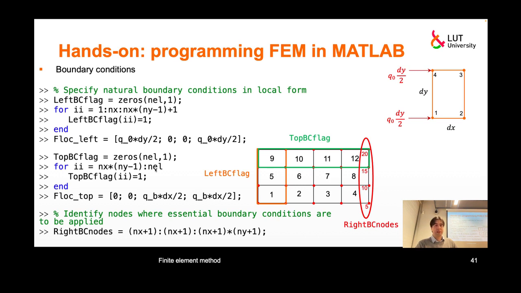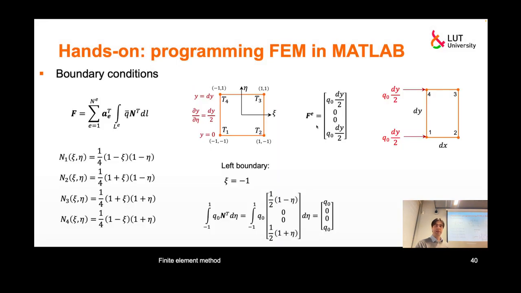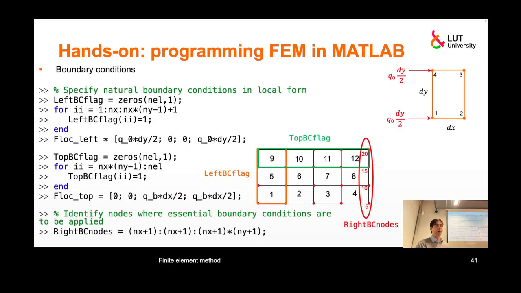Then what's next? The same for the top boundary. Again, I make an array for the number of elements consisting of zeros by default, and then I put unity for these elements. Then I explicitly use the fact that the left boundary is heat flux coming from the left with the value Q0, and so I use this vector. This is precisely this vector that we formed here. Here it is.